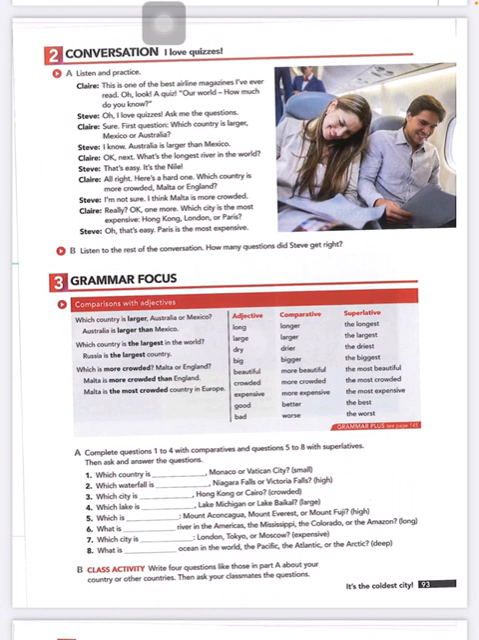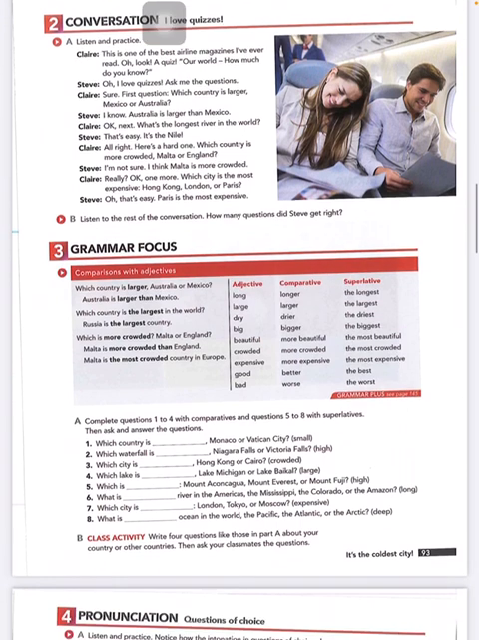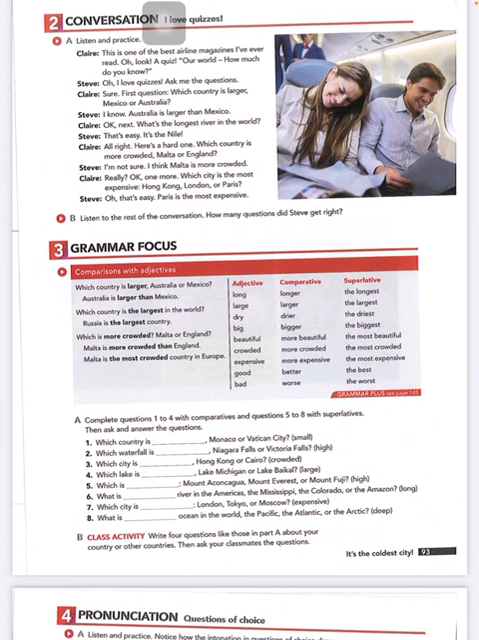All right, so once you finish part A, you can go to part B. So listen to the rest of the conversation. How many questions did Steve get right? So there will be some kind of quiz, all right, that they have to answer, or Steve has to answer. So you need to find out about the answers. How many correct answers, how many wrong answers or incorrect answers.